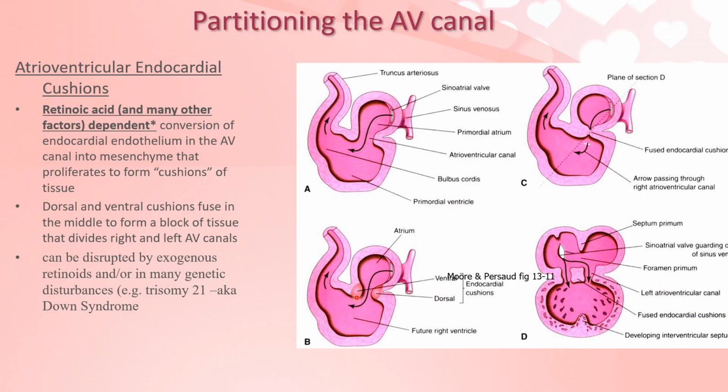In this diagram you can also appreciate that initially this opening is present over here, and it is restricted by the bulboventricular flange, but because of the shift in position and the changes in the bulboventricular area, this AV canal connects both sides of the ventricles to the atria. So these are the right and the left AV canals, and this area is the sinoatrial valve guarding the sinus venosus, and this was the initial foramen ovale.